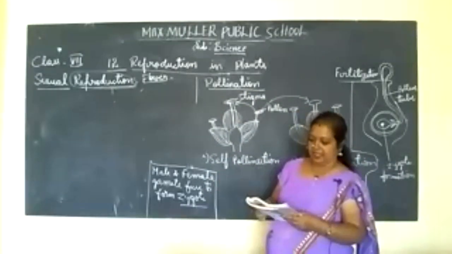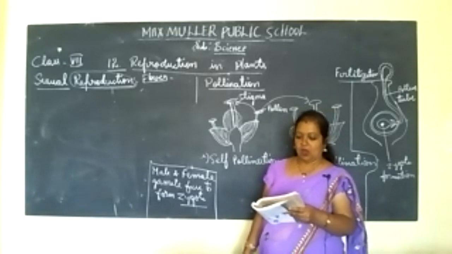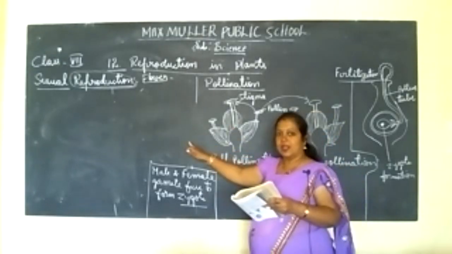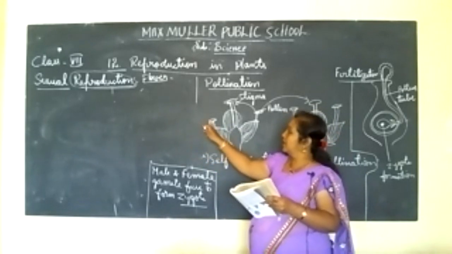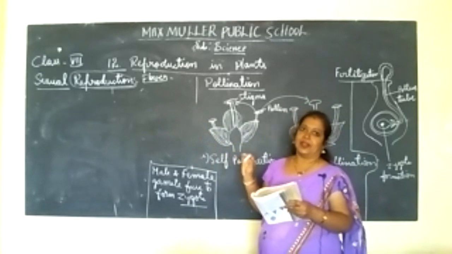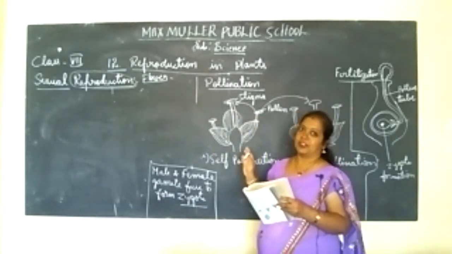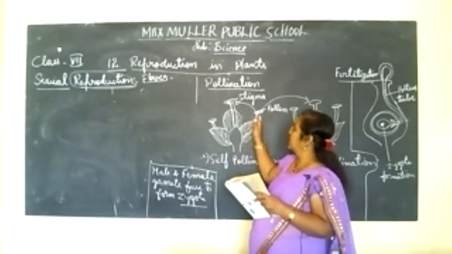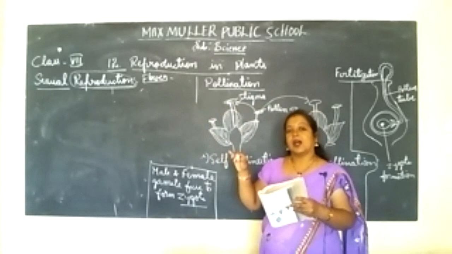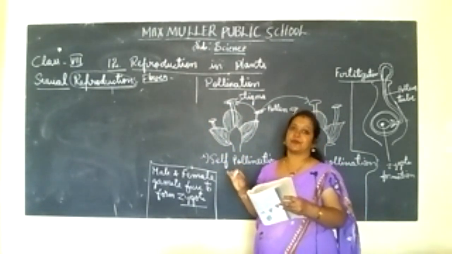If the pollen grains reach the stigma of the same flower or another flower of the same plant, if a plant has another flower like this, the pollen grain can fall on another flower also in the same plant. That is what we call self-pollination. So the pollen grain should reach the stigma of the same flower or another flower of the same plant. That we call self-pollination.